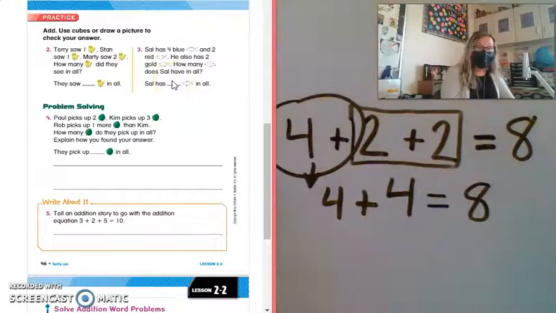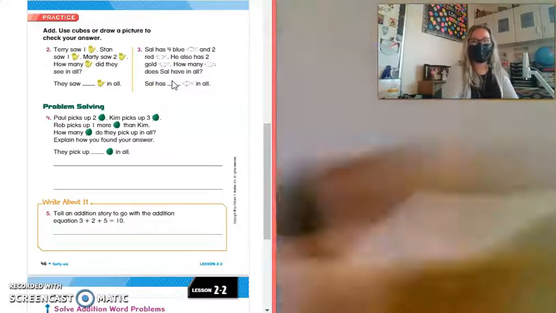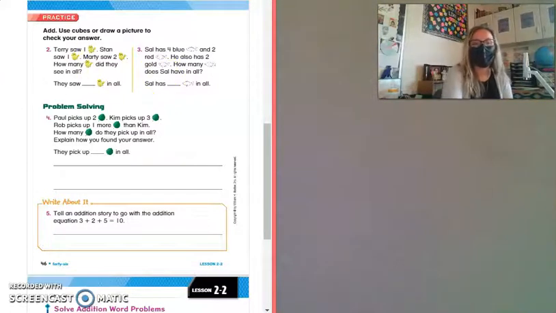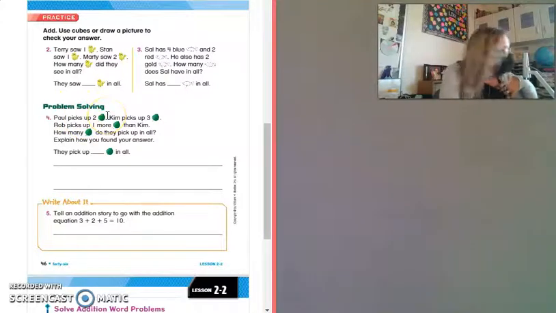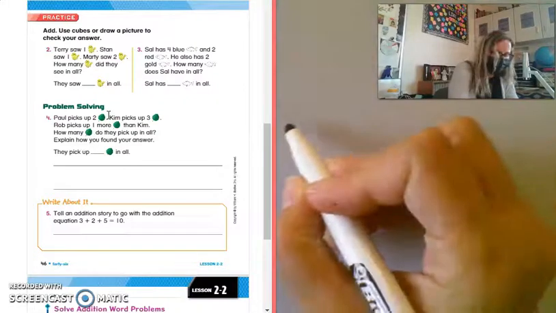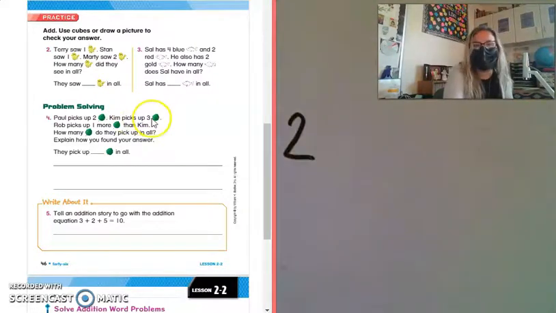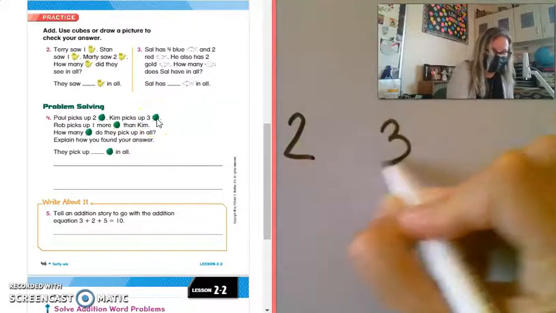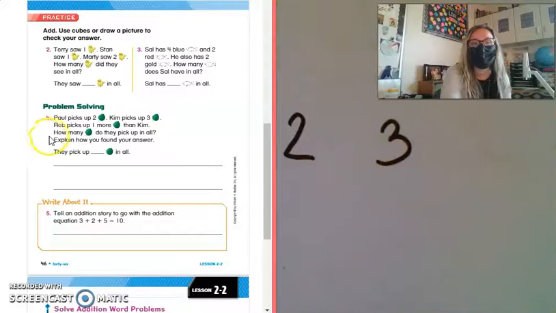All right, let's go down now to the problem solving. Okay, the problem solving page says Paul picks 2 green leaves. I'm going to write down a 2, you circle it. Kim picks 3 green leaves. Okay, so Kim picks 3, I'm going to write that down. It says Rob picks 1 more than Kim. So Rob doesn't pick 1, he picks 1 more than Kim.